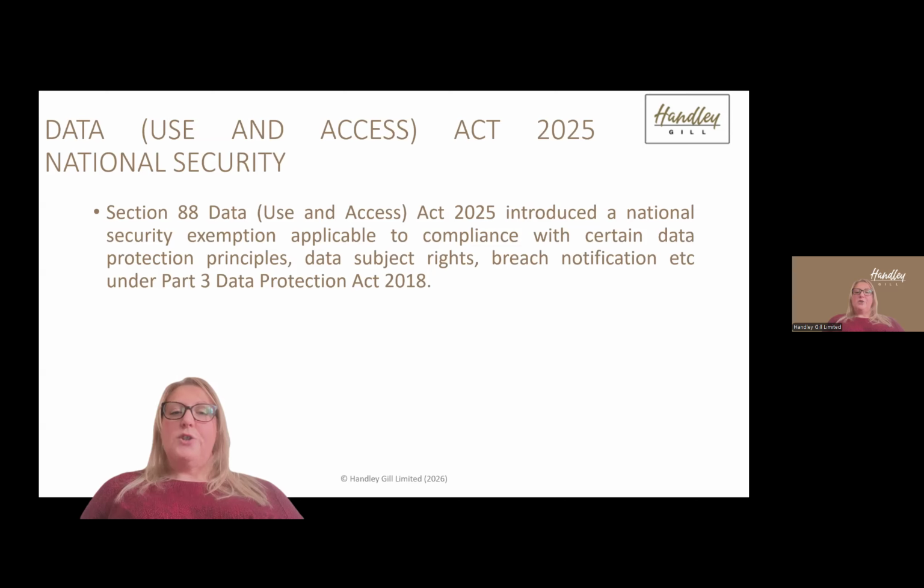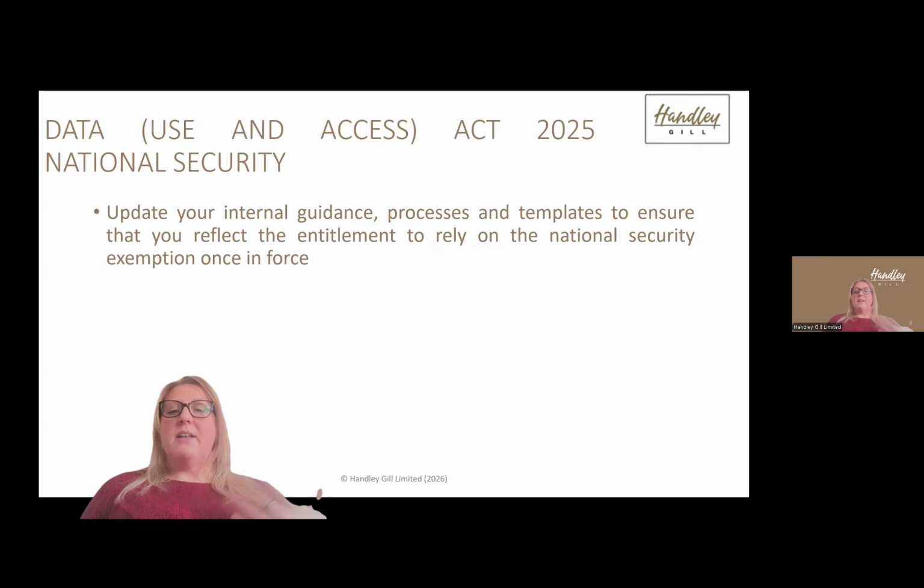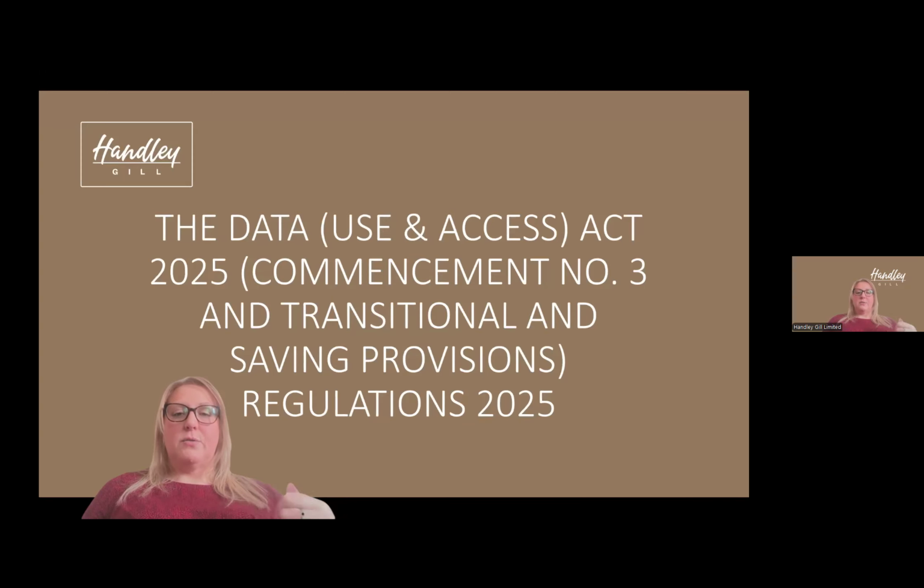And Section 88 introduced a national security exemption applicable to compliance with certain data protection principles, data subject rights, breach notification, etc., under Part 3 of the Data Protection Act. And that was a precursor to certain other changes that were yet to come into force relating to joint processing between competent authorities and the intelligence services. That was done by introducing a new Section 78A of the Data Protection Act 2018. So again, you'll want to update your internal guidance processes and templates to ensure you're reflecting that there is an entitlement to rely on the national security exemption now it's in force.